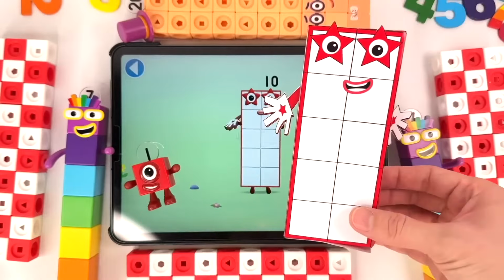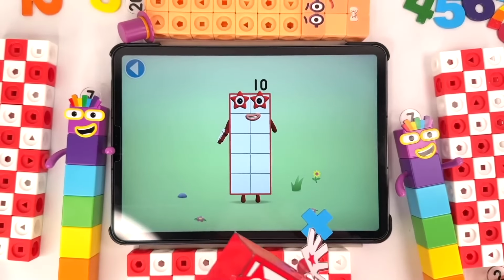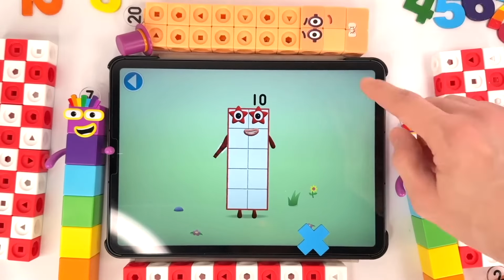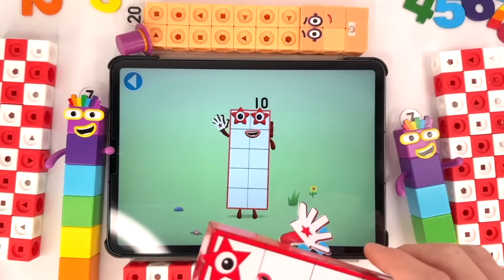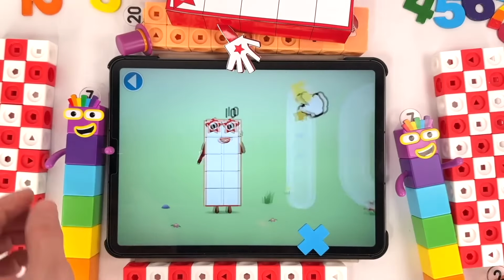Number 10. Block 1. Onto amazing. This is number block 10. This number block is made up of 10 blocks. Plus number block 20. Here I am, number 10. Time to make some friends again.